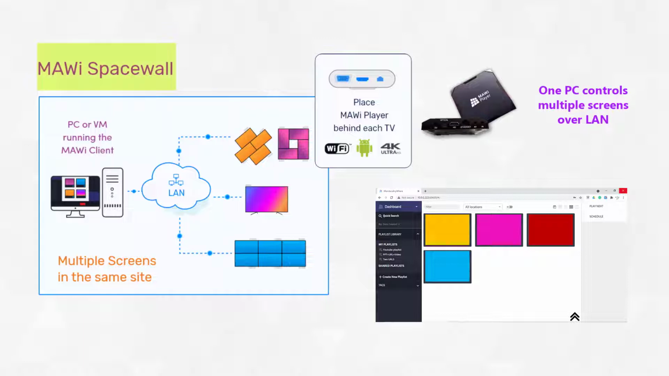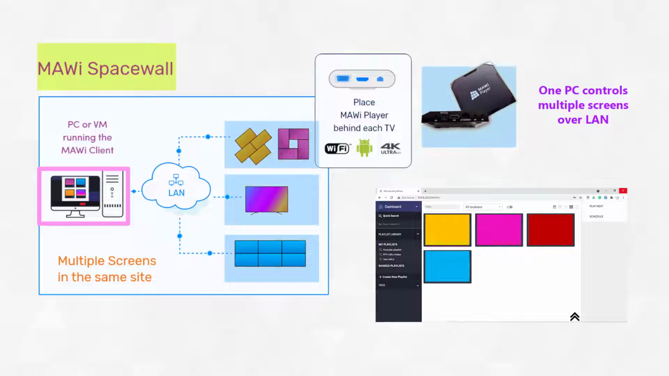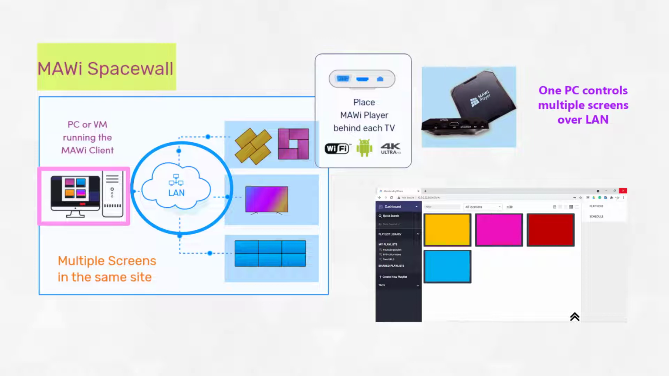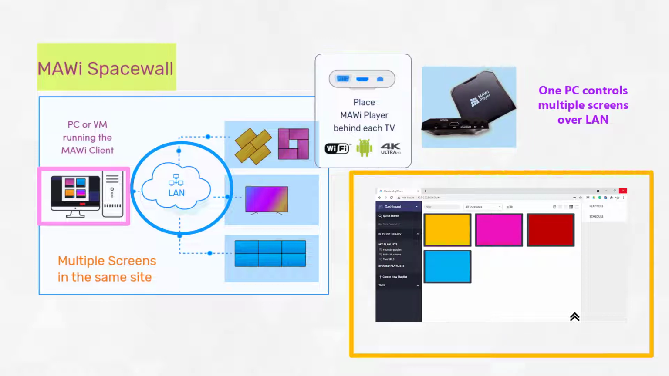Now, when you use MAWi Spacewall, the MAWi software is installed on a PC, and an Android-based MAWi player is placed behind each and every screen. The content is pushed to the screens over the LAN, wired or wireless, and everything is controlled via the MAWi management console from any computer with a browser on your network. And the MAWi Spacewall supports screen resolutions of up to 4K per screen.